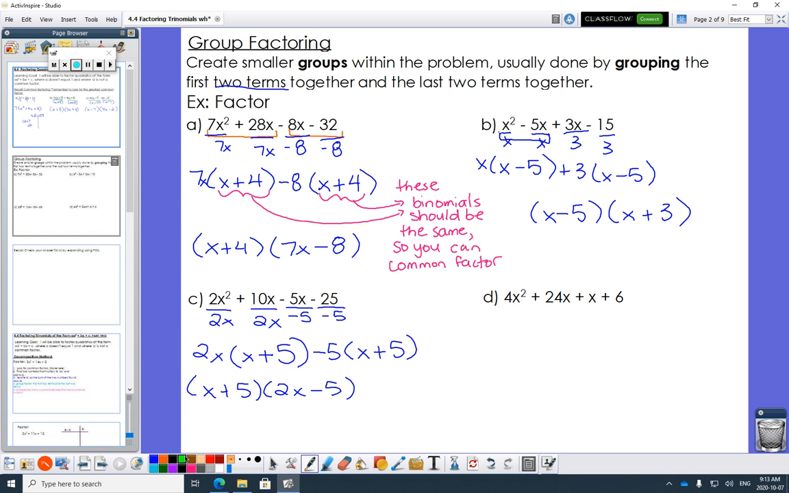If you like this, do this. And then all you're left with is... because that's the common factor. So just like yesterday, you can't just get rid of it. You have to put it out front.